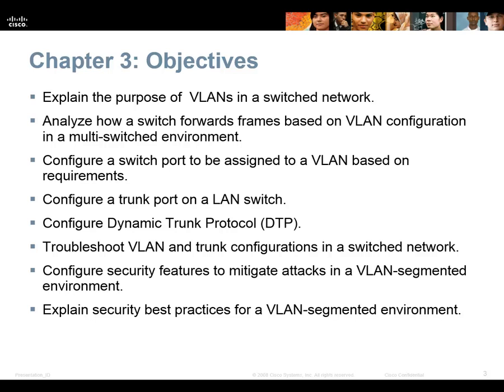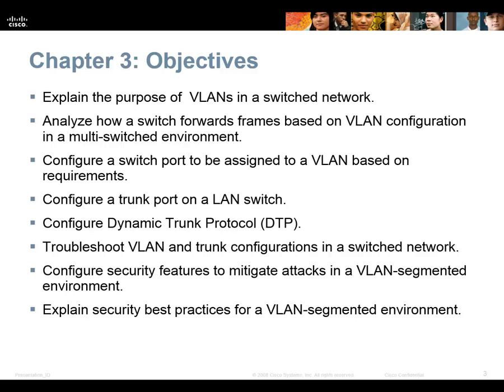So our objectives in this chapter are to explain what VLANs do for us. We're going to analyze how a switch forwards frames based on VLAN configurations, very specifically in a multi-switched environment. Now you can use VLANs even if you just have one switch, but there's really not much of a reason to use a VLAN with a single switch unless you're doing it for security.